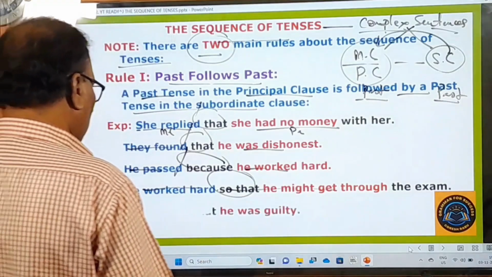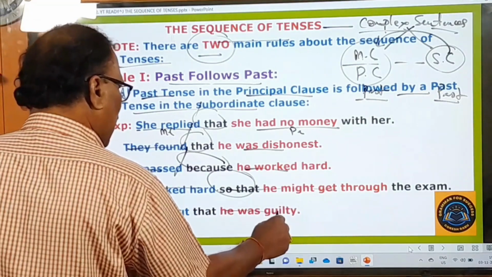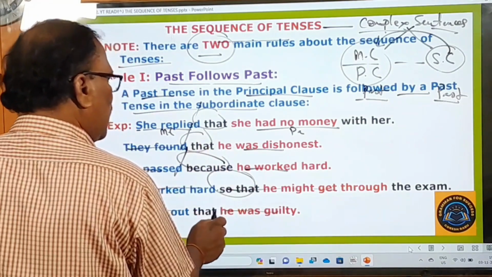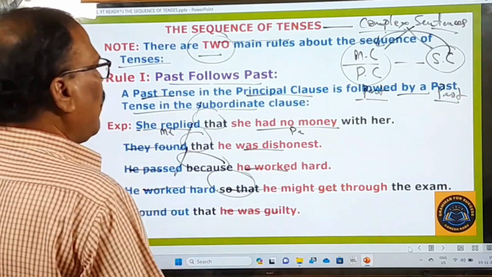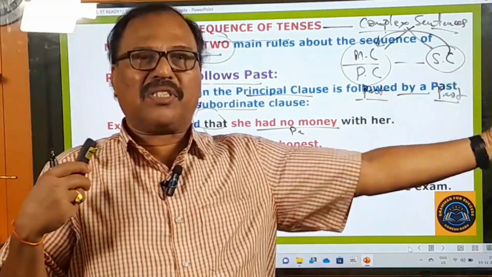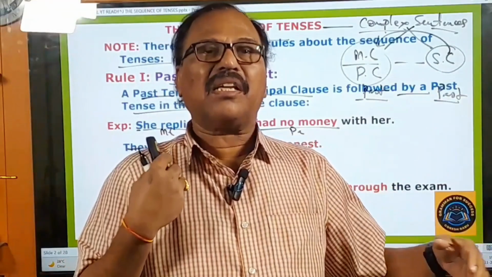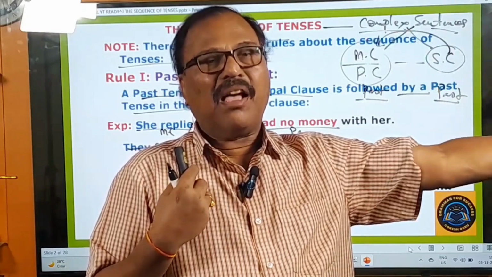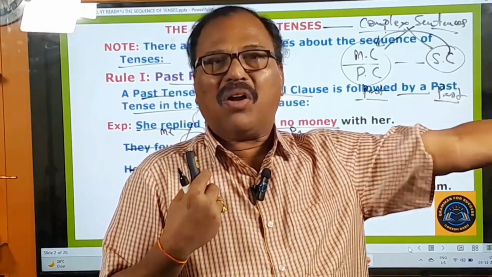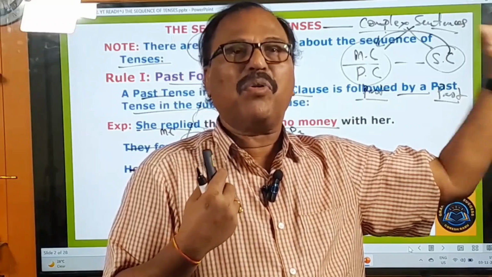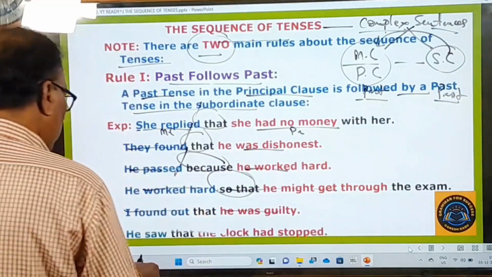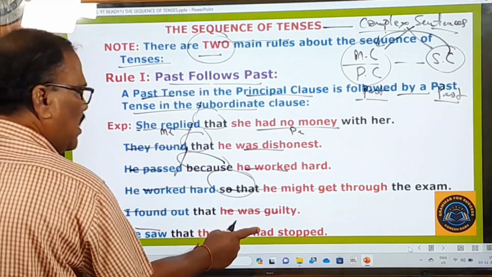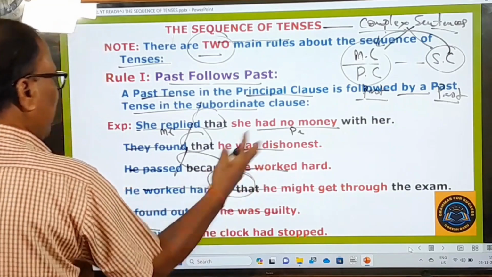One more example I would like to give you here. I found out that he was guilty. So in the main clause part there is a past tense, and in the subordinate clause also there is a past tense. Okay, this is like that. Now in this way, past follows past. That means whenever there is past tense in the main clause, there must be a past tense again in the subordinate clause, and not the present tense or future tense. Okay, only the past tense, right? One more example is given. He saw that the clock had stopped. He saw that. This is in the past tense, and this is also in the past tense, relevant past tense, whatever it is. Okay, right.